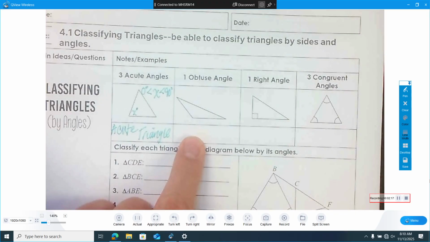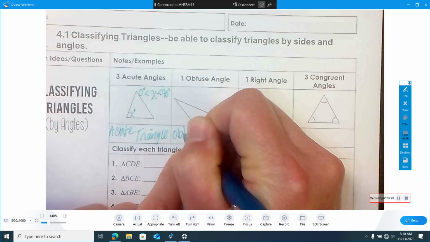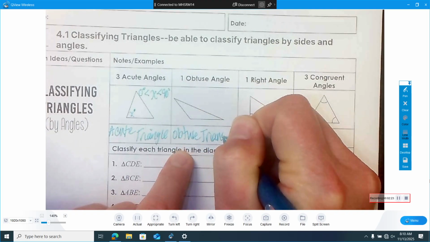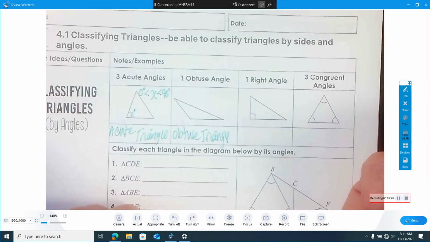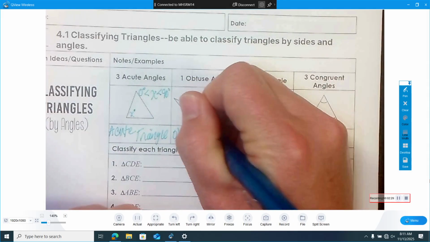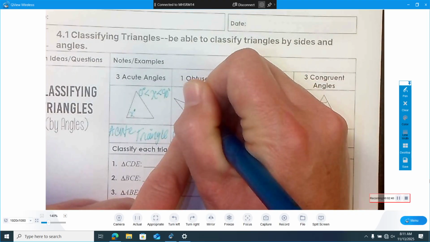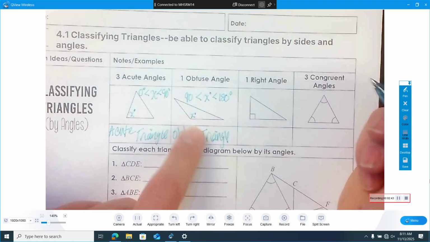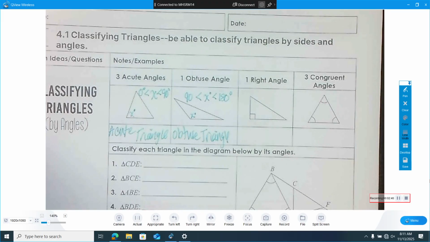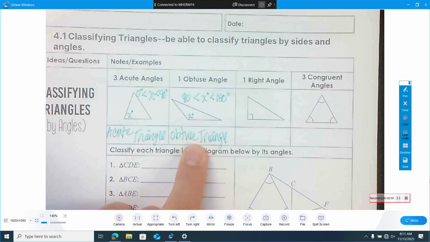All right. Here's an example of an obtuse triangle. And what's an obtuse angle? It's larger than 90 degrees. That clearly is larger than 90 degrees, right? So we're going to say our angle x degrees is greater than 90 degrees and less than 180 degrees. So an obtuse angle is between 90 and 180 degrees. And a triangle can only have one obtuse angle, and that's what makes it an obtuse triangle. It can't have more than one obtuse angle.